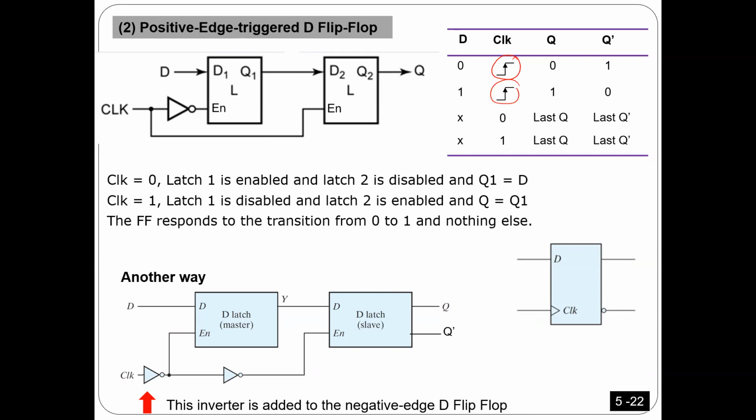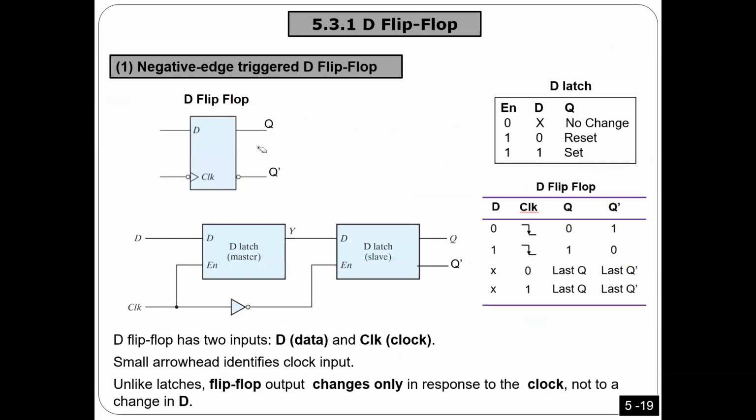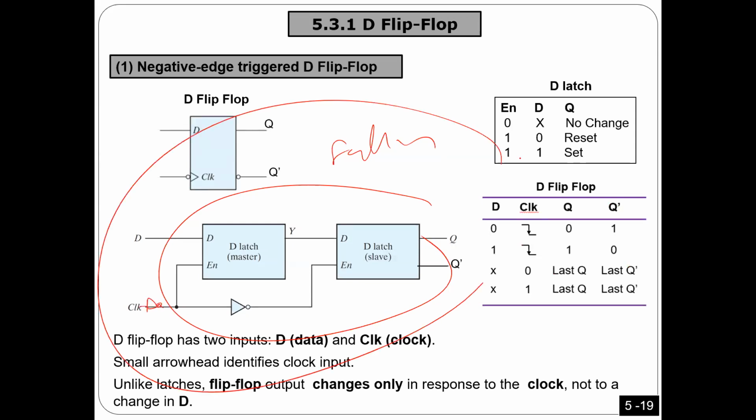But how can you make it? A very trivial way to make it: this is falling edge, so I just put an inverter here at the clock. That's it. This one is falling, so I'm going to come here before the clock and put another inverter here. So now everything becomes rising. It's like you flip the clock. You got what I'm saying? This is a very simple way.